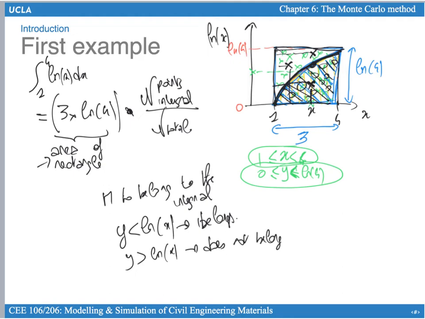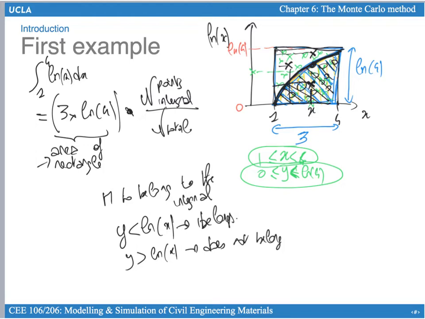So at the end, you take the area of the rectangle, you multiply by the number of points that are within the integral, that are below this curve, and you divide by the total number of points that you generated. This gives you the fraction of the points that are below the curve. If you take the area of the entire rectangle and multiply by this fraction, then you get directly this area, which is exactly the integral that we are going to try to calculate.